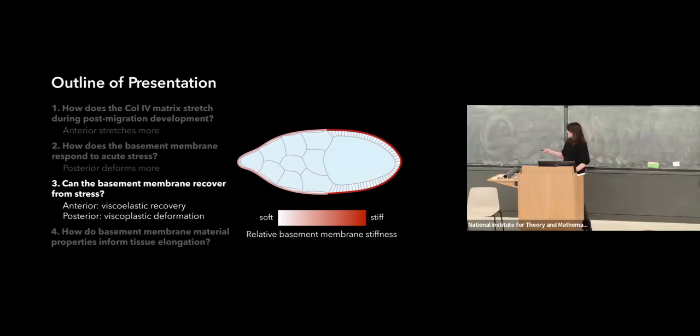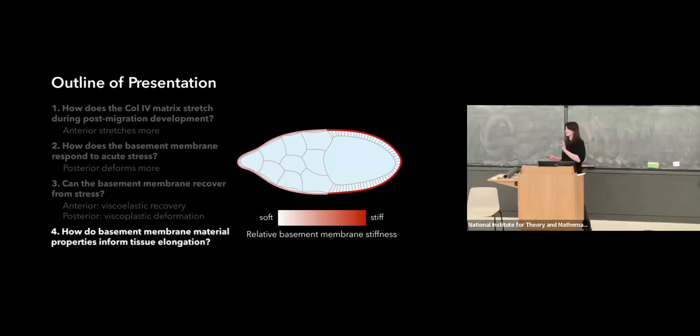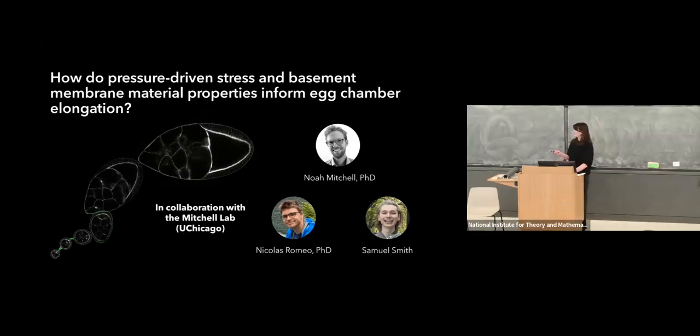So I've shown you that the anterior and posterior respond differently to these different forms of stress and also recover from stress differently. And so in the last couple minutes, I want to highlight this very new collaboration that we have with Noah Mitchell's lab at UChicago, which hopes to bring all this together. I mentioned that I'm interested in using the egg chamber as a really tractable system to study fundamental physical properties of the basement membrane. And we want to bring that together and figure out how it corresponds with egg chamber elongation. So as I mentioned, this is being done in collaboration with Noah Mitchell at UChicago.